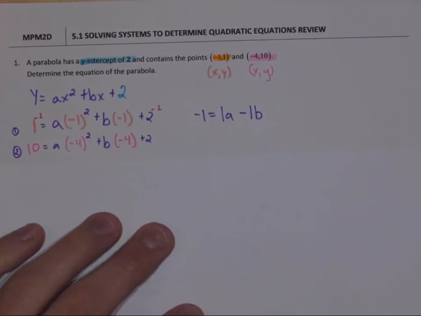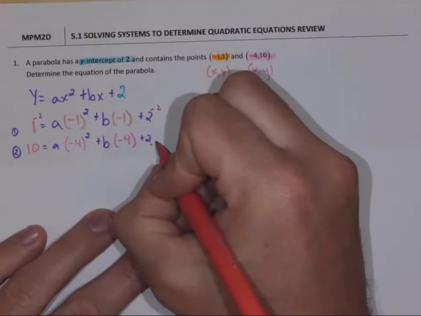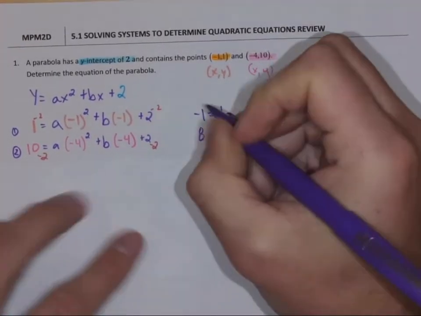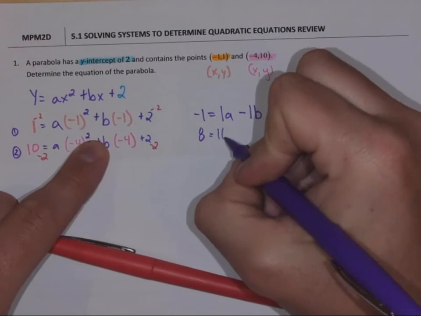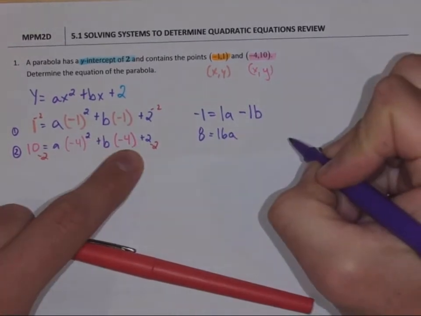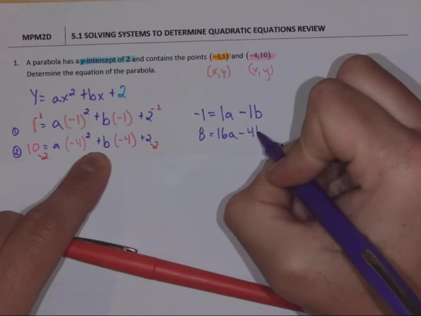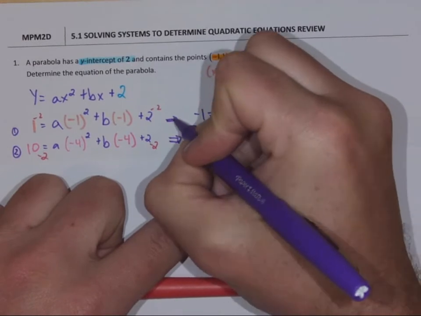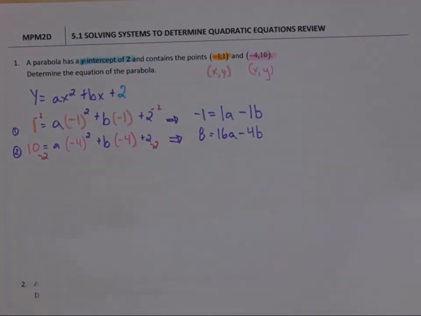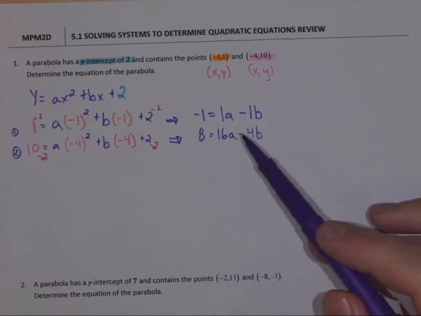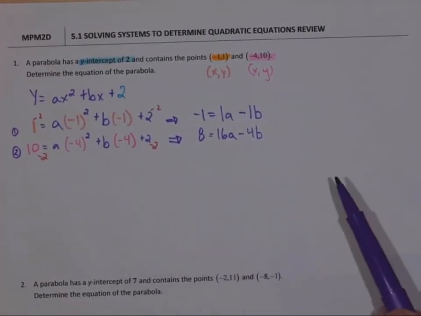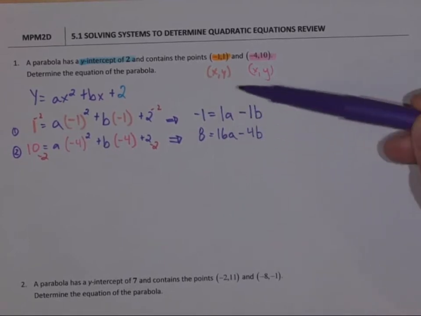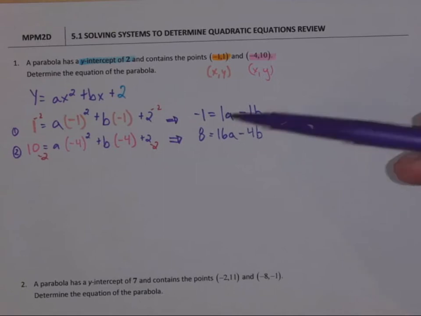Now look at the second one. To simplify it the same way, collect like terms: negative 4 squared is 16 times a is 16a. Negative 4 times b, negative 4b. So again, I have equation 1, and I have equation 2. Depending on how I want to solve, I might rearrange one of the equations and sub it in, substitution, or I could multiply one of the equations to have the same coefficient, and then eliminate.